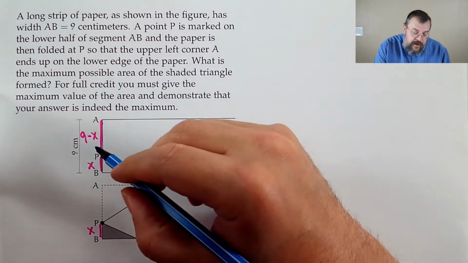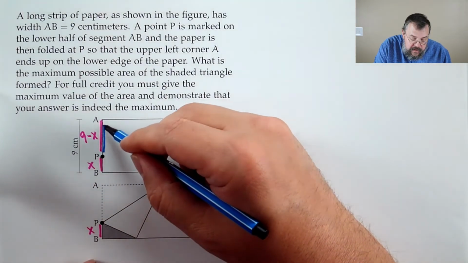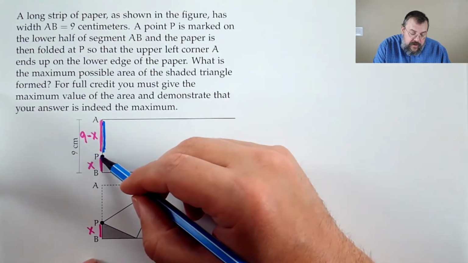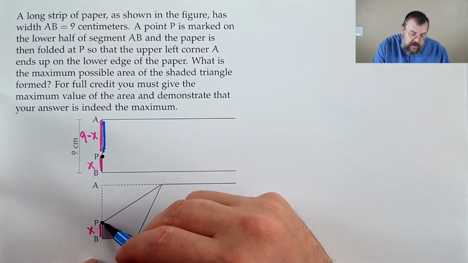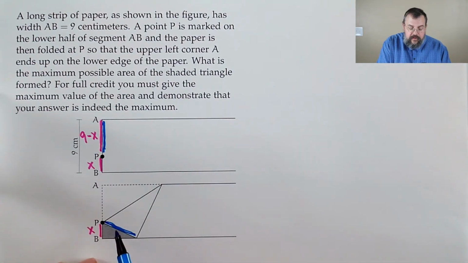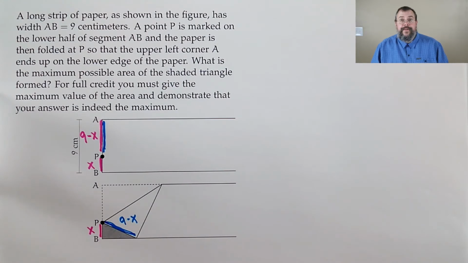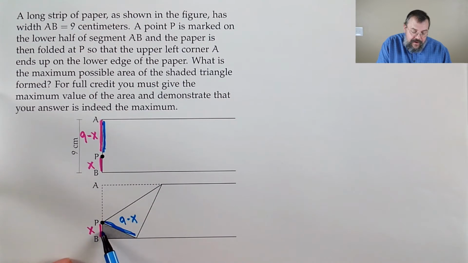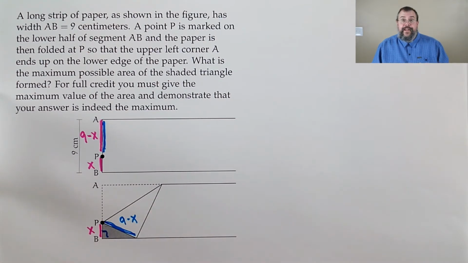So I'll use a different color just to highlight. So here's 9 minus x. This point from P to A folds over to here. So this side also has 9 minus x. All right, so now I have two sides of a triangle. And it's not just any kind of triangle, it's the right kind of triangle. So when I have a right triangle and I know the lengths of two sides, what do we do?